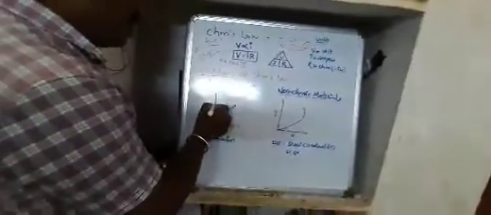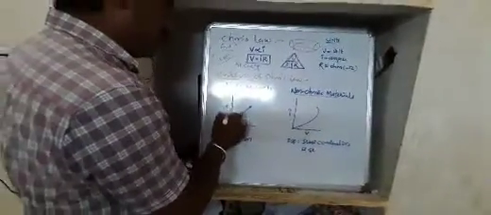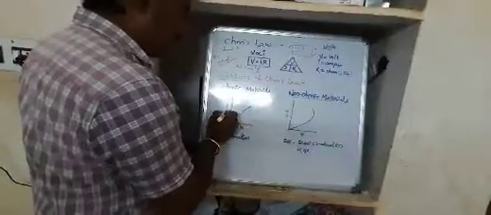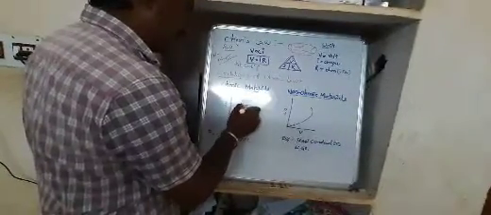If we draw a graph, we get the graph of ohmic materials like this. It is a straight line, with current I on the y-axis and voltage on the x-axis. So this is a straight line. Examples are conductors.